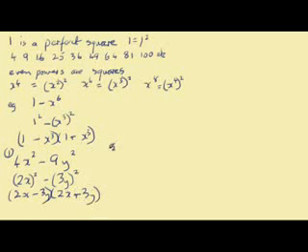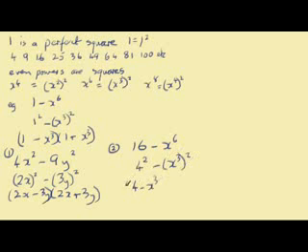The second type, we have 16 minus x to the power 6. 16 is 4 squared, x to the power 6 is x cubed squared. Using our difference of two squares, 4 minus x cubed multiplied by 4 plus x cubed.